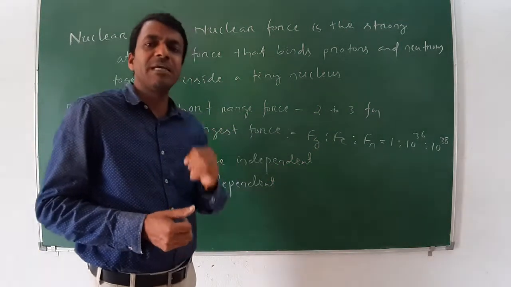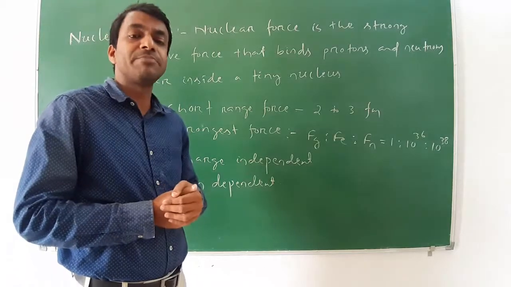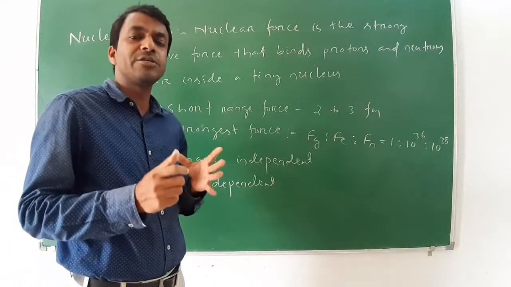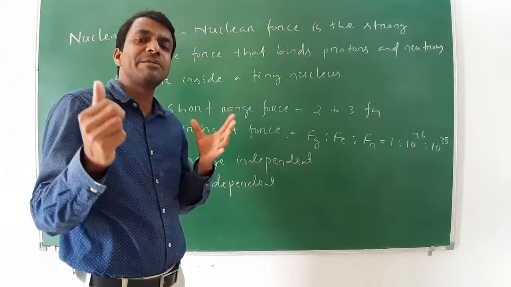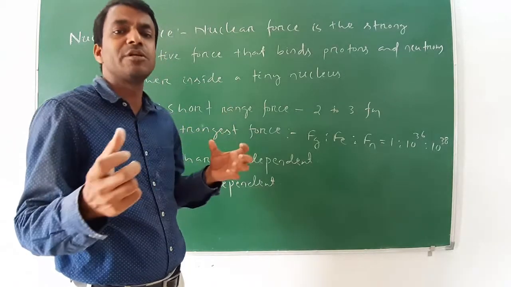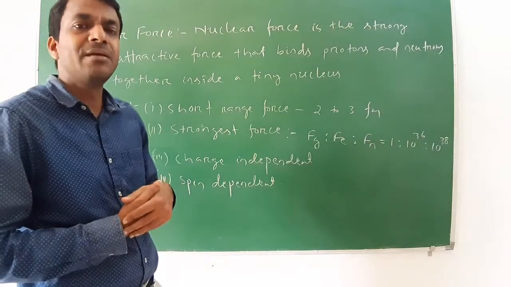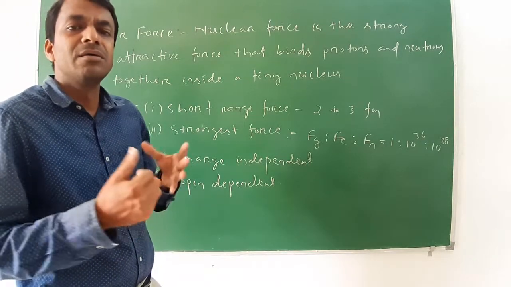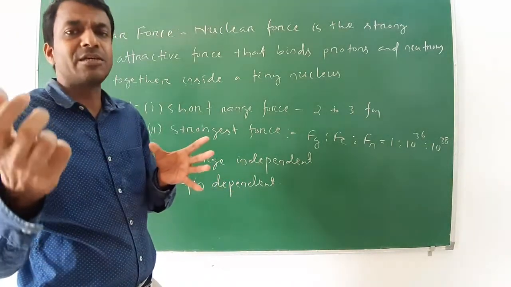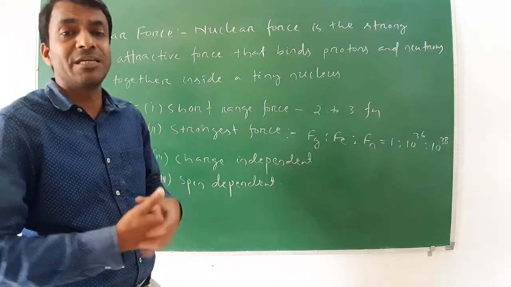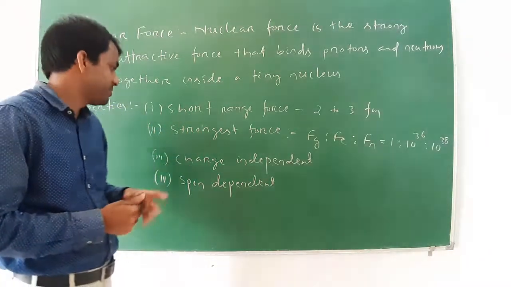Means 1 Fermi is 10 to the power minus 15 meter. Means 2 into 10 to the power minus 15 meter is the separation between the proton and neutron. Then the nuclear force can also be generated up to 3 into 10 to the power minus 15 meter range.